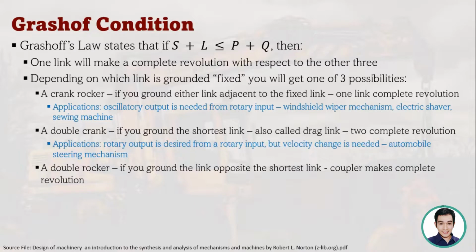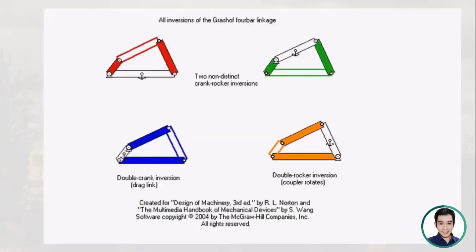But what happens is that there is a velocity change. So this is applicable in the automobile steering mechanism. In the automobile steering mechanism, we have a rotary input which also produces a rotary output. And for the double rocker, actually this has very little application.